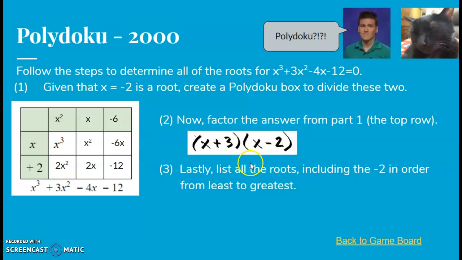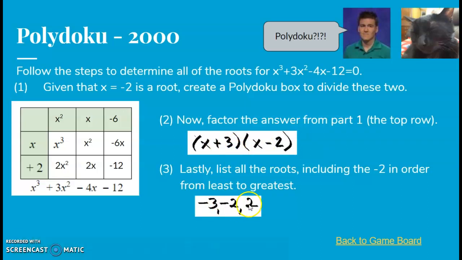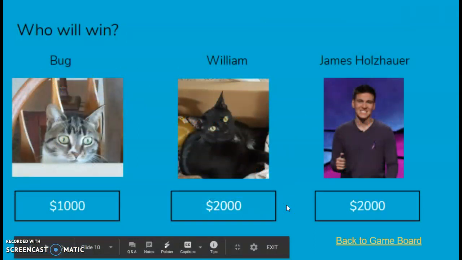Lastly, we're supposed to list all of the roots, including the negative 2 from up here, in order. Recall to get the root here, I'm actually going to go x plus 3 equals 0 and then move the 3 over. So this is negative 3. This one's a plus 2. So if I put them in order, it will be negative 3, negative 2, and 2. William gets the point, so we're at 1,000, 2,000, and 2,000.